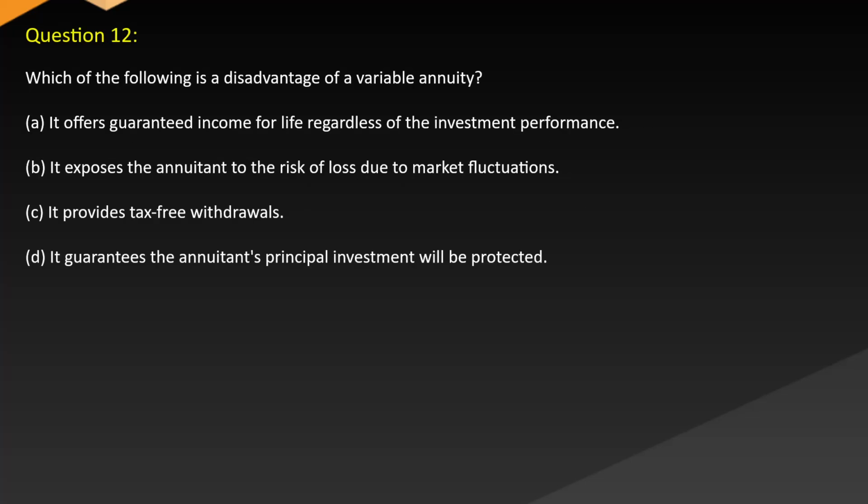Question 12. Which of the following is a disadvantage of a variable annuity? A. It offers guaranteed income for life regardless of the investment performance. B. It exposes the annuitant to the risk of loss due to market fluctuations. C. It provides tax-free withdrawals. D. It guarantees the annuitant's principal investment will be protected.